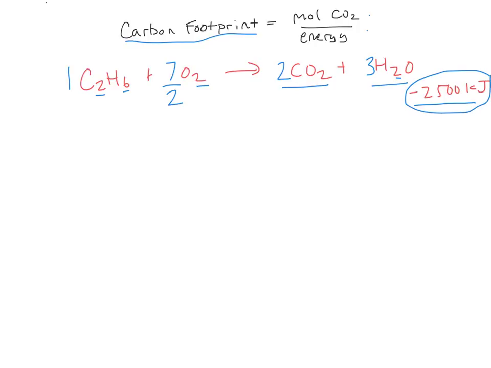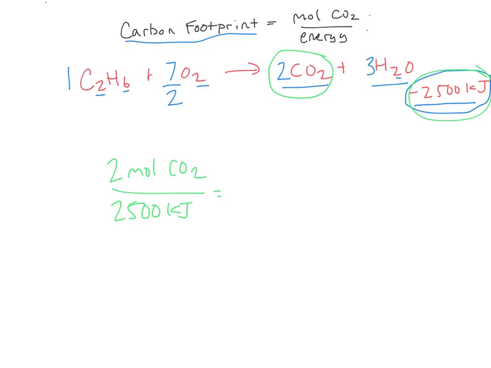Now, when calculating carbon footprint, you take the number of moles of carbon dioxide, which is 2, and divide that by the amount of energy released in the reaction, so 2,500 kilojoules. Typing that in your calculator, you see that the answer is 8 times 10 to the negative 4th, and that will be moles per kilojoule.